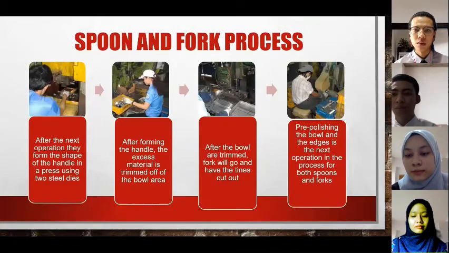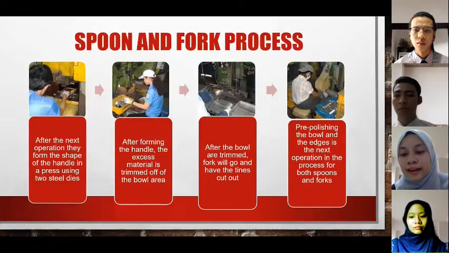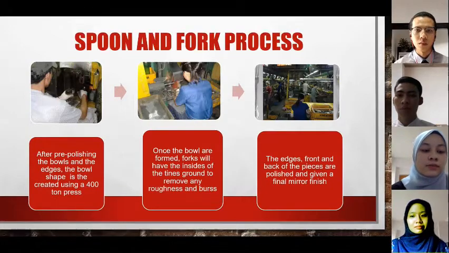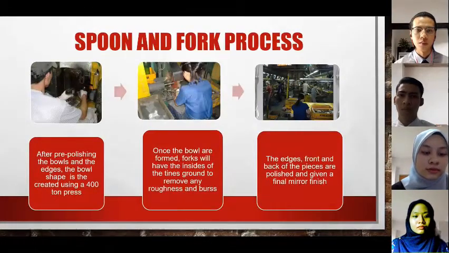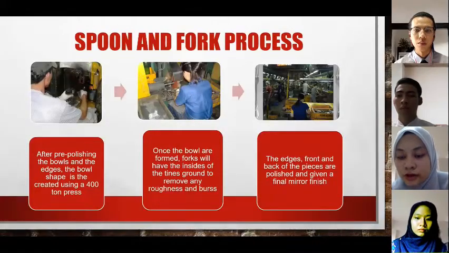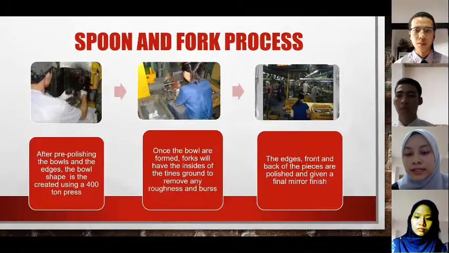Pre-polishing the bowl and the edges is the next operation in the process for the spoon and fork. Alright, next. After pre-polishing the bowl and the edges, the bowl is shaped in the press using a 400-ton press. Once the bowls are formed, the fork will have the inside of the tines ground to remove any roughness and burrs. Next, the edges, front and back of the piece are polished to give a final mirror finish.